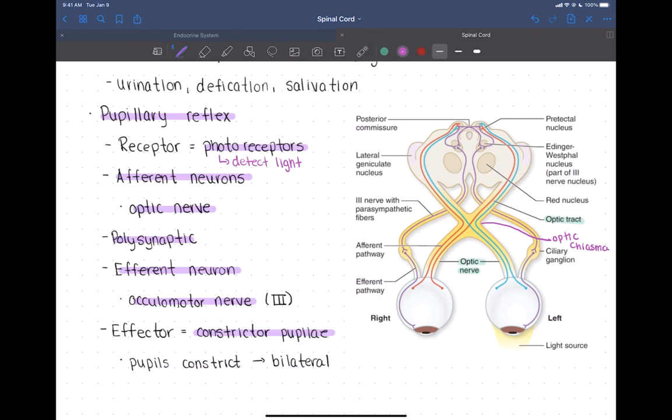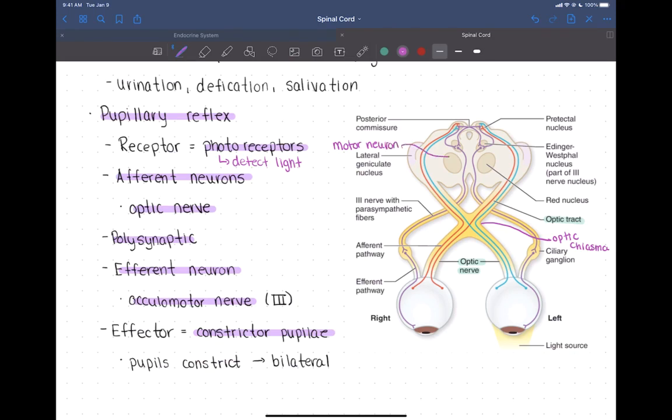And those are going to travel back to posterior parts of the brain. You don't need to worry about their names. Back here is where it's integrated, and so our integration center would be back here. Definitely a polysynaptic type of reflex. And then that motor neuron would start here. So this is our motor neuron.